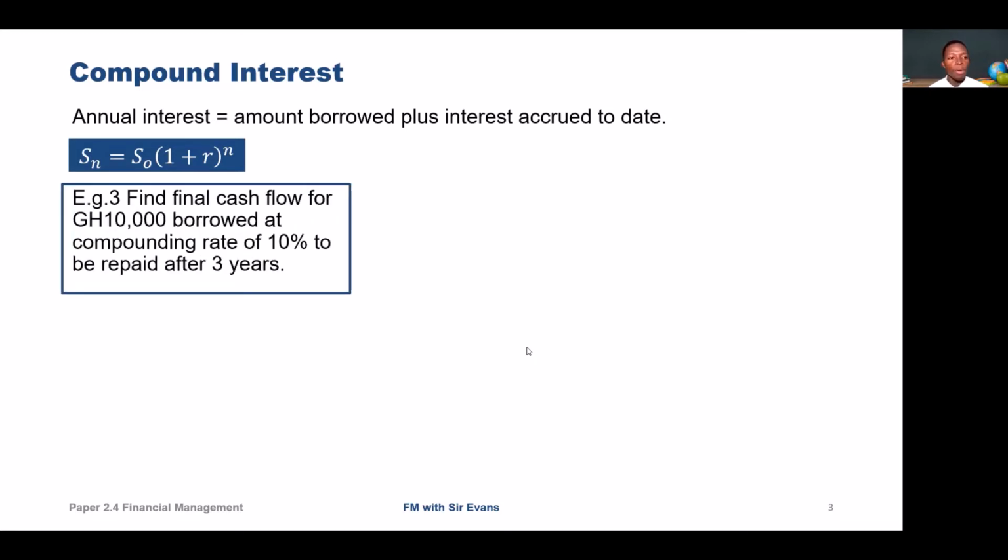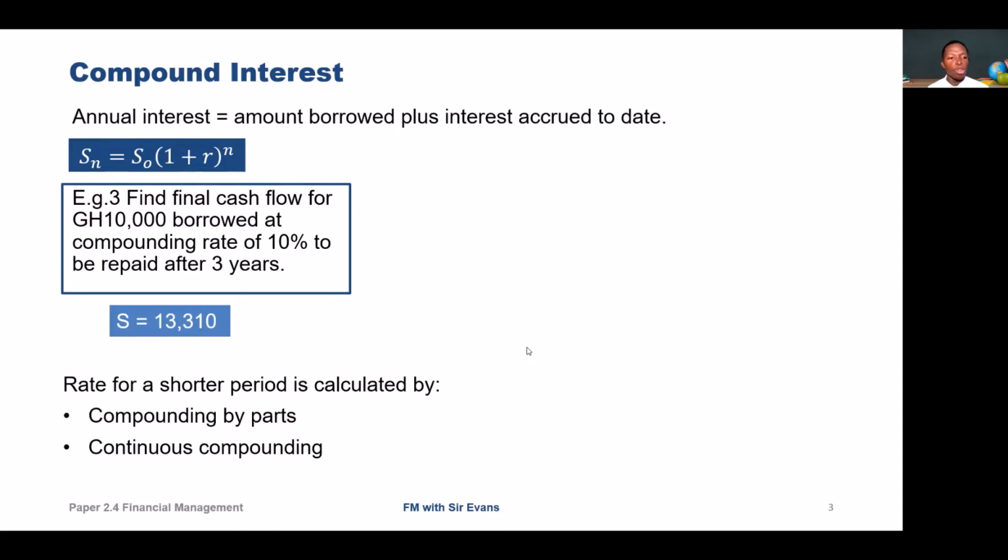So look at example 3. We are to find the final cash flow for 10,000 cedis, which is borrowed at a compounding rate of 10% to be repaid after 3 years. So when we put this in the formula, our S0 is 10,000, our R is 10%, to be repaid after 3 years. So it will give us an Sn of 13,310.